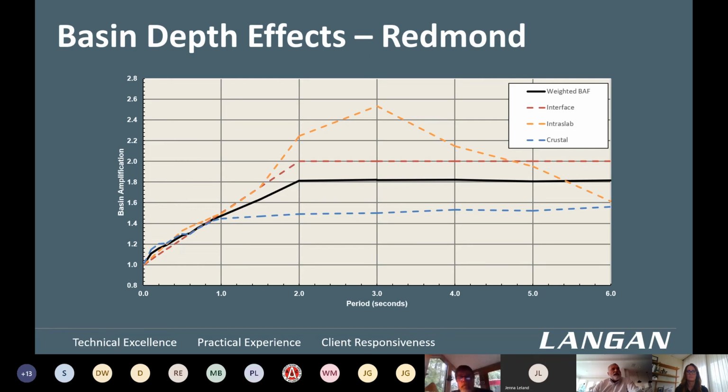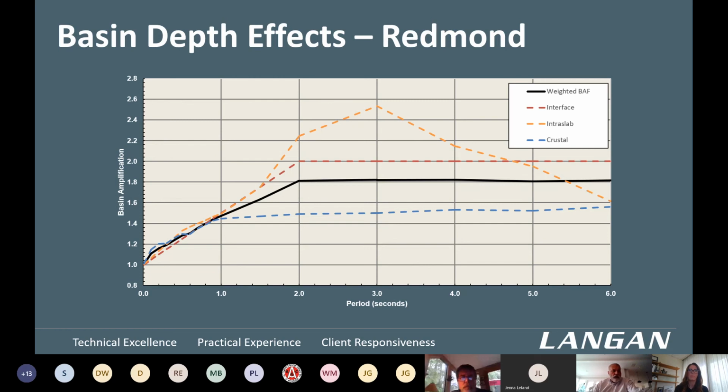So as I was saying, these basin depth effects, and this is for a site in Redmond that we recently did site-specific evaluations. These different types of earthquake, like the interface, the intraslab, and the crustal, have different types of basin depth amplifications, and the values shown in the city of Seattle documentation are on the order of about 2 for periods. So you have to increase your values by a factor of 2 for periods longer than, say, around 2 seconds or so.